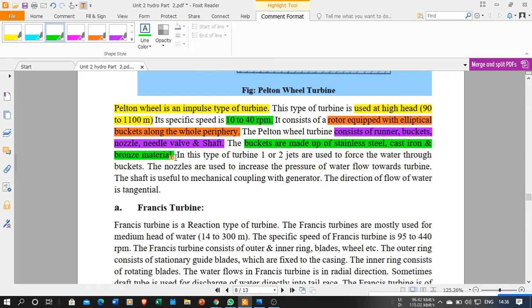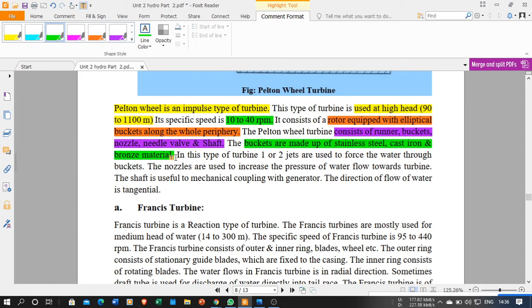Basically, if I use water directly on a material that rusts, it causes rusting effects, and over a period of time the material may get damaged. So the buckets are made of stainless steel, cast iron or bronze. For low power applications or low rating we use stainless steel and bronze, but if the size is larger then for economic reasons we may go for cast iron.